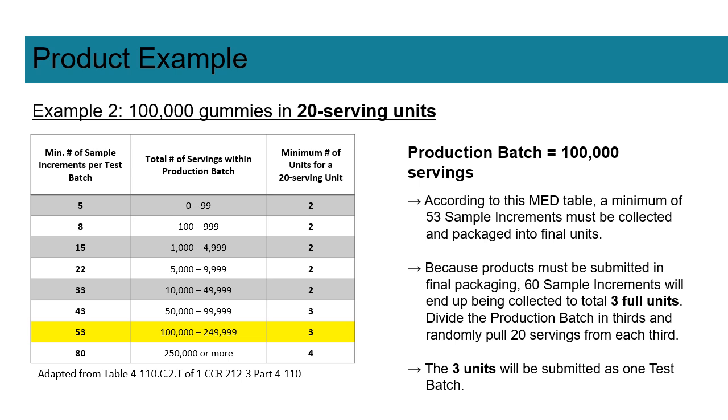Example 2, 100,000 gummies in 20 serving units. The production batch for this example is 100,000 servings. According to this MED table, a minimum of 53 sample increments must be collected and packaged into final units. Because products must be submitted in final packaging, 60 sample increments will end up being collected to total 3 full units. Divide the production batch into thirds and randomly pull 20 servings from each third. The 3 units will be submitted as one test batch.